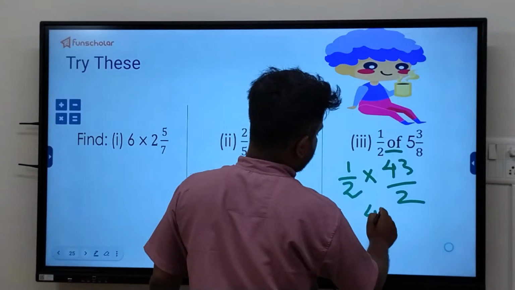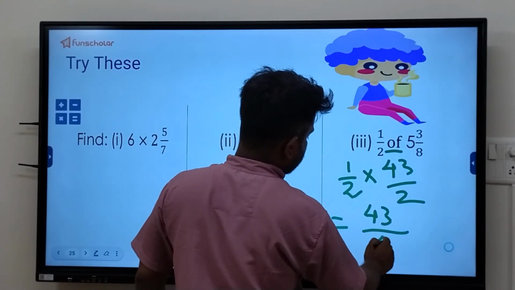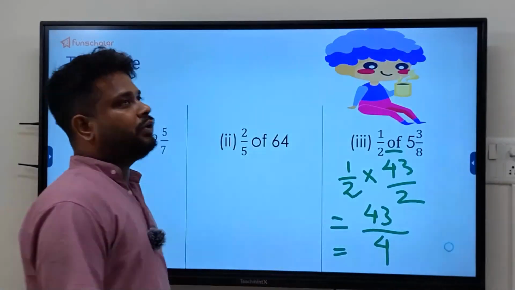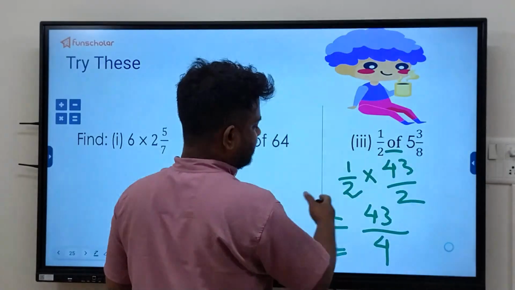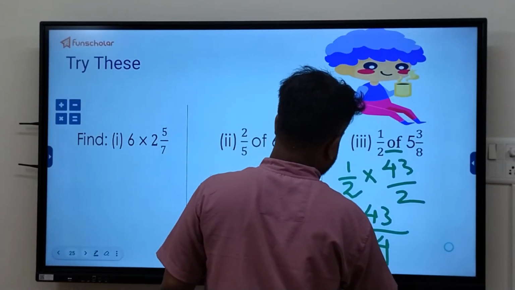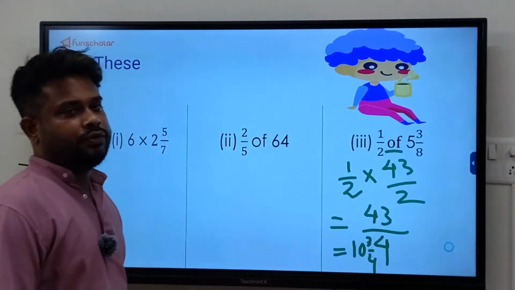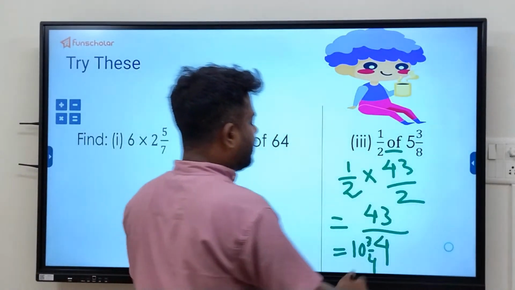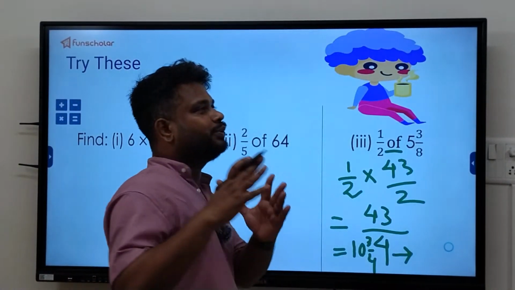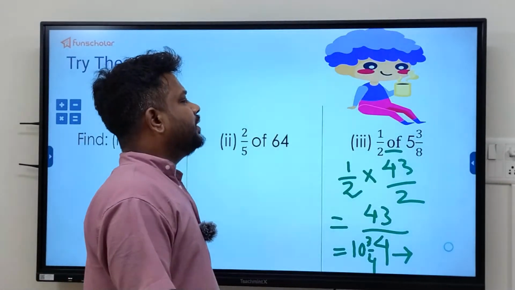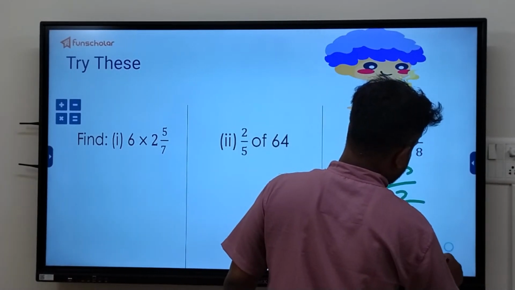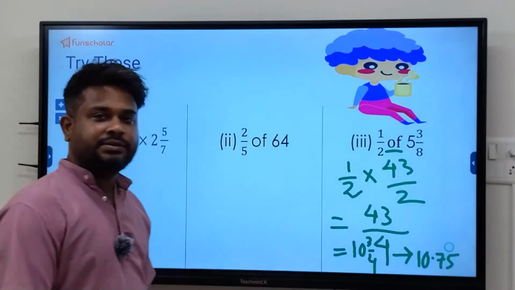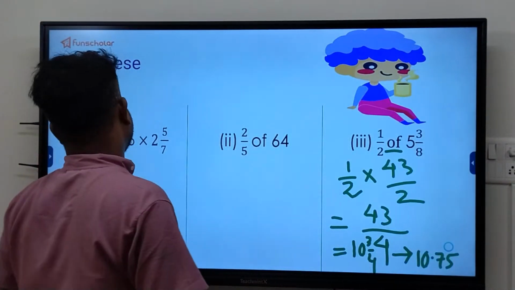So then the answer will be 43 into 1, 43, and 2 2s are 4. If we make it a mixed fraction, it is 10 whole 3/4. And 3/4, if you want to memorize it, always represents 0.75. So the answer will be 10.75 in its decimal form. You can do this one also.